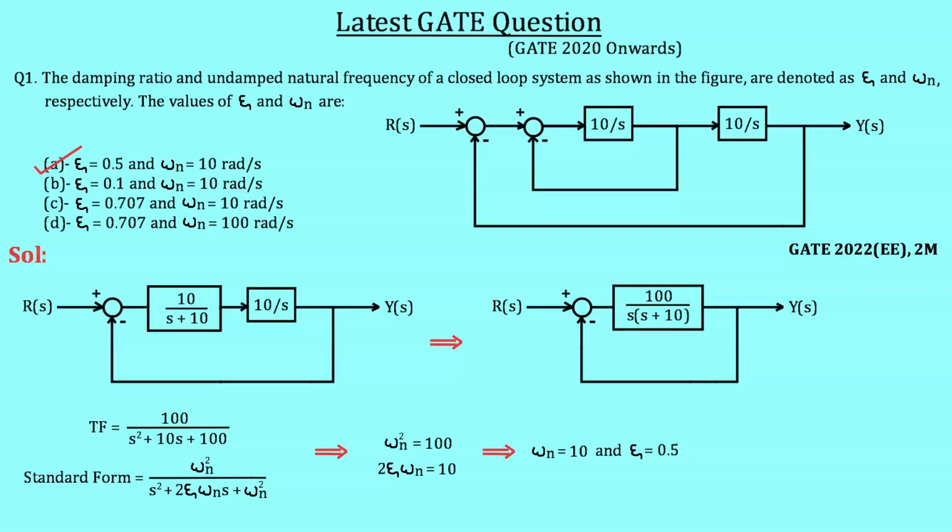Let's see the solutions now. The first question is actually very simple. You can solve the block diagram quite easily, and after finding the transfer function of the resultant block diagram and comparing it with the standard form of a second order control system, you will get the value of natural frequency equal to 10 radian per second and the value of zeta equal to 0.5.